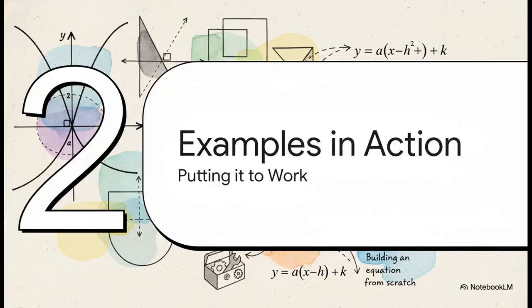Simple as that. Okay, enough theory. That's all great, but let's actually see how this works in practice. We're going to put our new toolkit to work and start with just identifying the key parts, and then we'll actually build an equation from scratch.